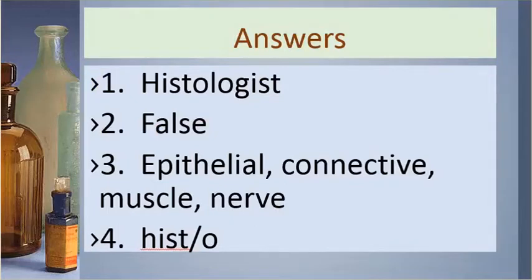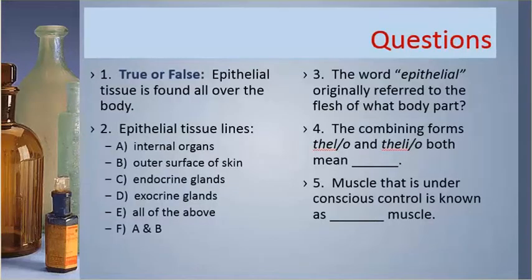Number 1 is histologist, number 2 is false, number 3, epithelial, connective, muscle, nerve, number 4, histo. Number 1, true or false, epithelial tissue is found all over the body.